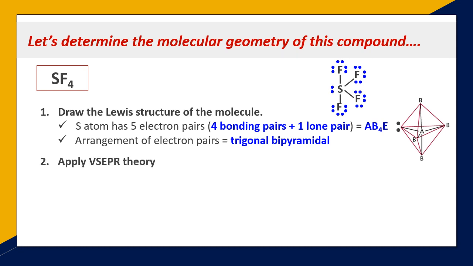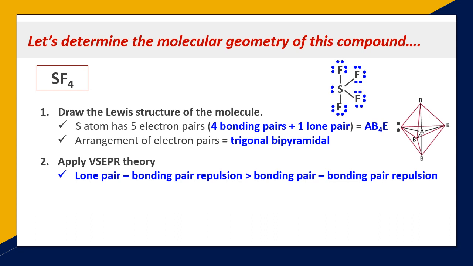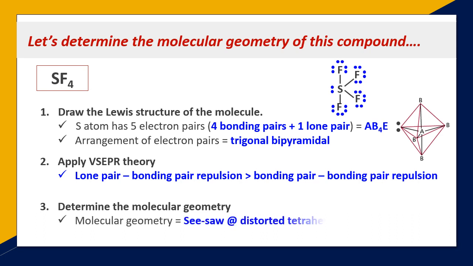Next, apply the VSEPR theory. According to the theory, the lone pair-bonding pair repulsion is stronger than the bonding pair repulsion. Therefore, it determines the molecular geometry of the molecule as a seesaw or distorted tetrahedron. The bond angles are less than 90 degrees and less than 120 degrees.